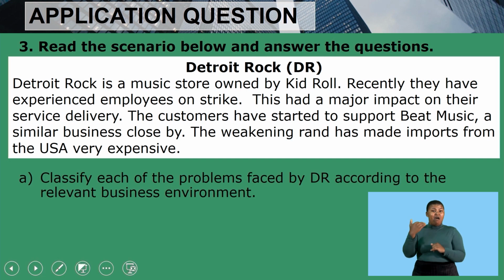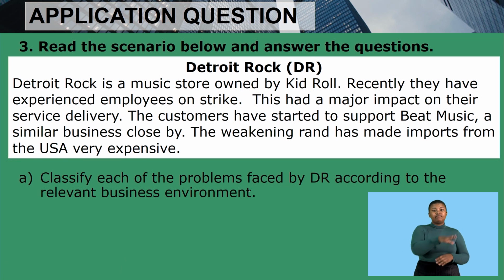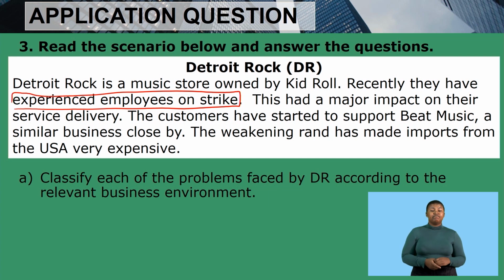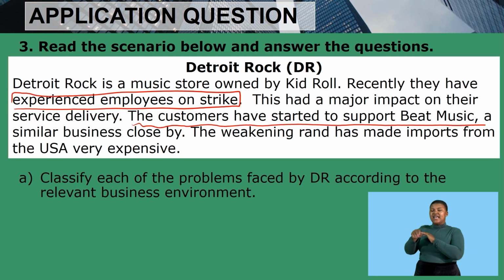Now, what is our question? Question A: classify each of the problems faced by DR according to the relevant business environment. Now, we have 3 problems that we can identify. The first one is the employees on strike. That is our first problem here. When we read on with the scenario, the second problem will be here, where the customers have started to support Beat Music. And the last problem then will be the weakening rand.